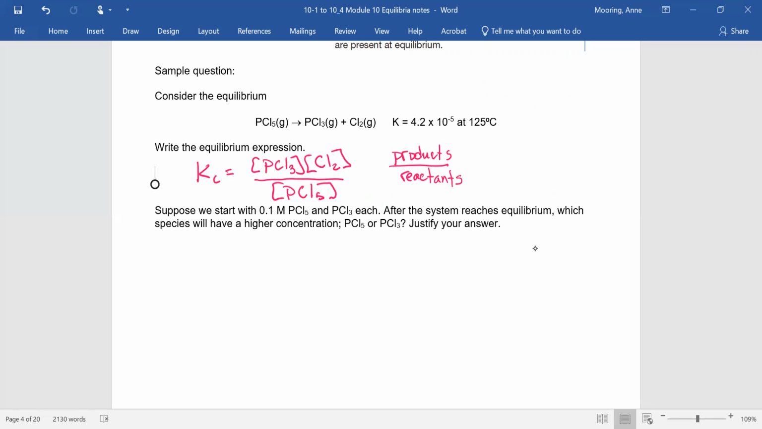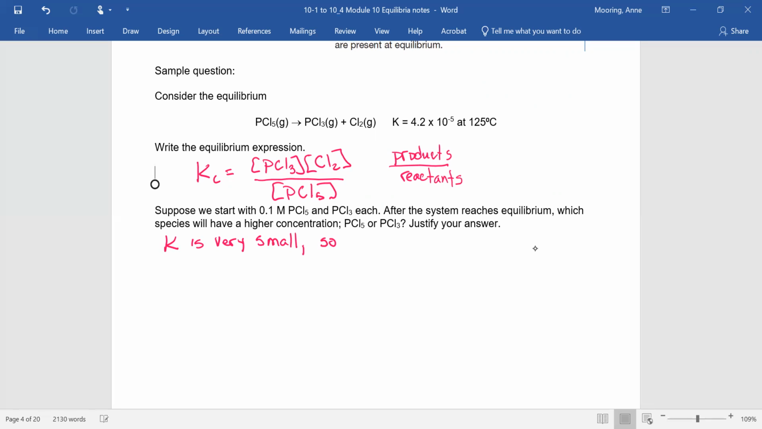Right, so it says, suppose we start with 0.1 molar PCl5 and PCl3 each. So we've got a mix of products and reactants. After the system reaches equilibrium, which species will have higher concentration, PCl5 or PCl3? Well, let's look at this. K is very small. So I'm writing my data down. K is very small, okay?